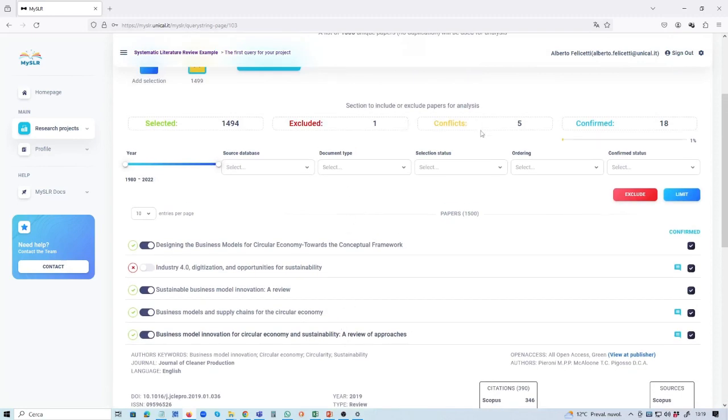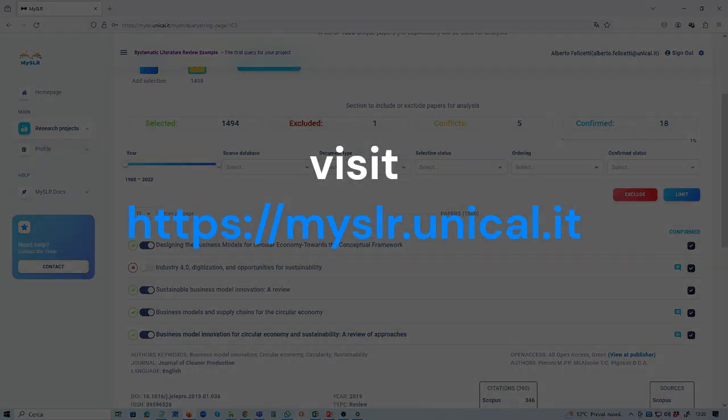At the end, you have to solve all the conflicts, so the number of conflicts will be equal to 0. So you have some papers selected, the others hidden, no papers in conflict, and you can confirm if you want to, push confirm.